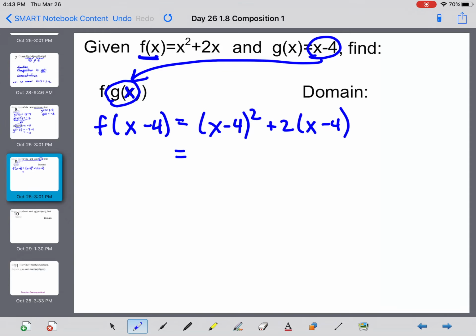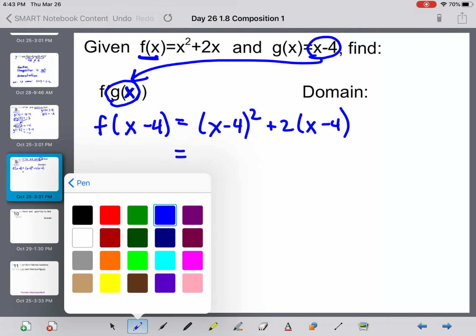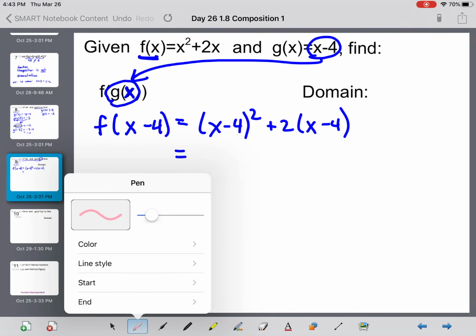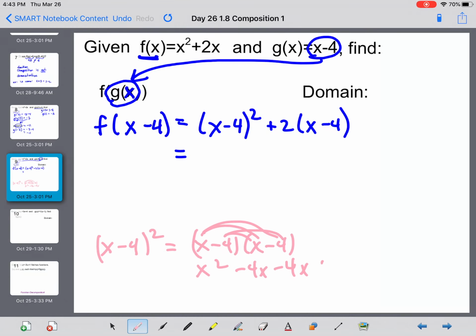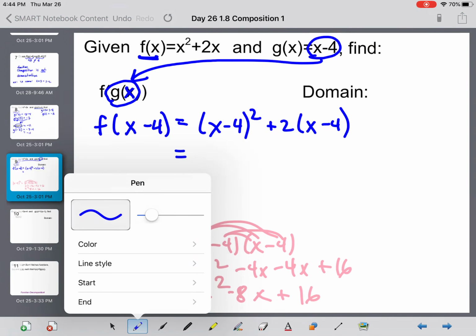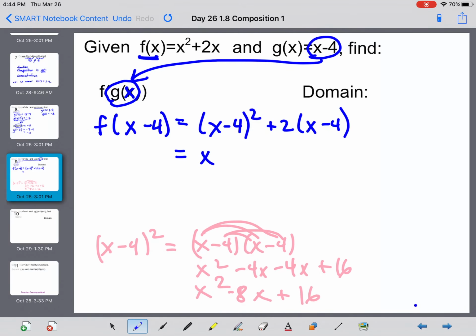Definitely could do some cleanup work over here, so maybe off to the side, why don't we go ahead and do x minus 4 quantity squared. Remember that means x minus 4 times x minus 4. And we can go ahead and figure this out. So there's an x squared, minus 4x, minus another 4x, and it looks like plus 16. So clean that guy up. We get x squared minus 8x plus 16. So that's what I'm going to get here.